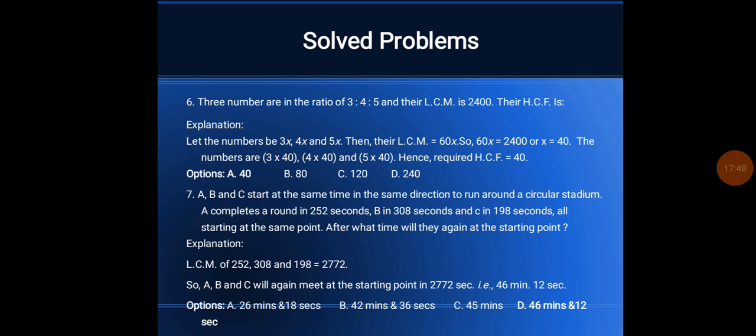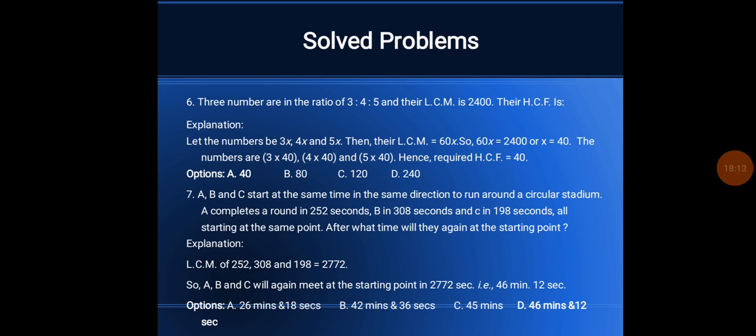Okay, the next sum is: A, B and C start at the same time in the same direction to run around a circular stadium. A completes a round in 252 seconds, B in 308 seconds and C in 198 seconds, all starting at the same point. After what time will they again be at the starting point?